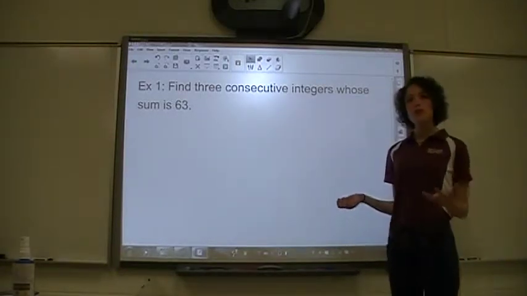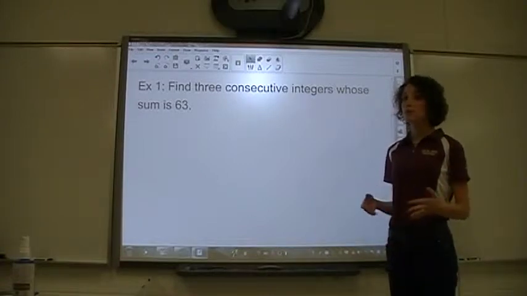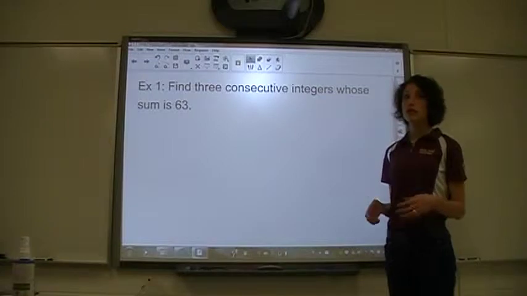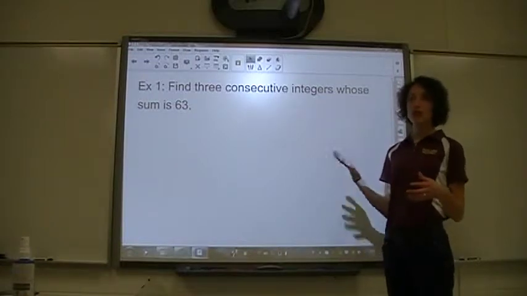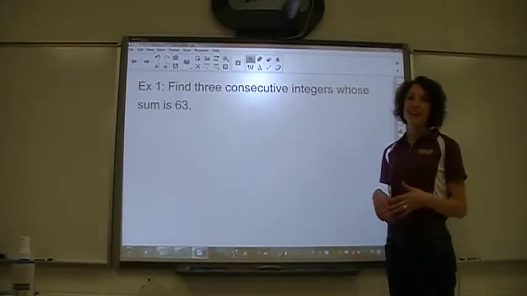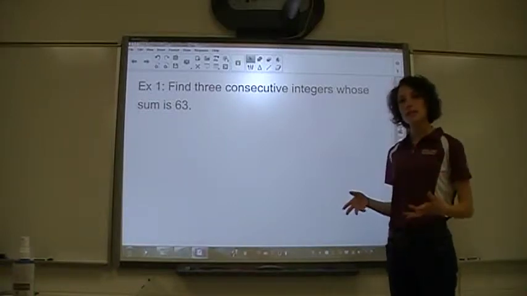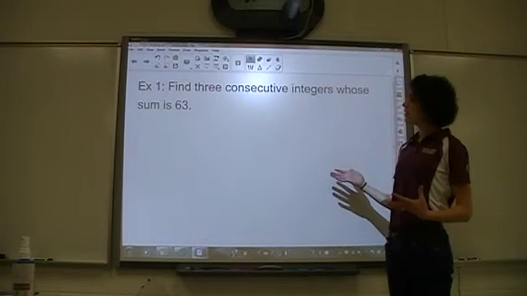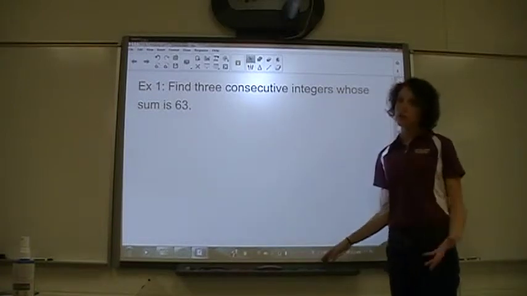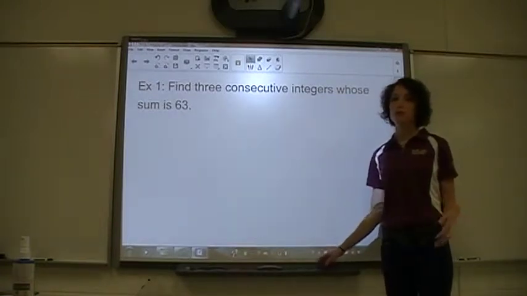Now when you are working with consecutive integers, if you have three of them, for example, that would be like 5, 6, and 7, or 29, 30, 31. Or you could even think of -5, -4, -3. Those are all consecutive integers. So when you're trying to find three consecutive integers, you still need to always have a let statement because we're working with a word problem.